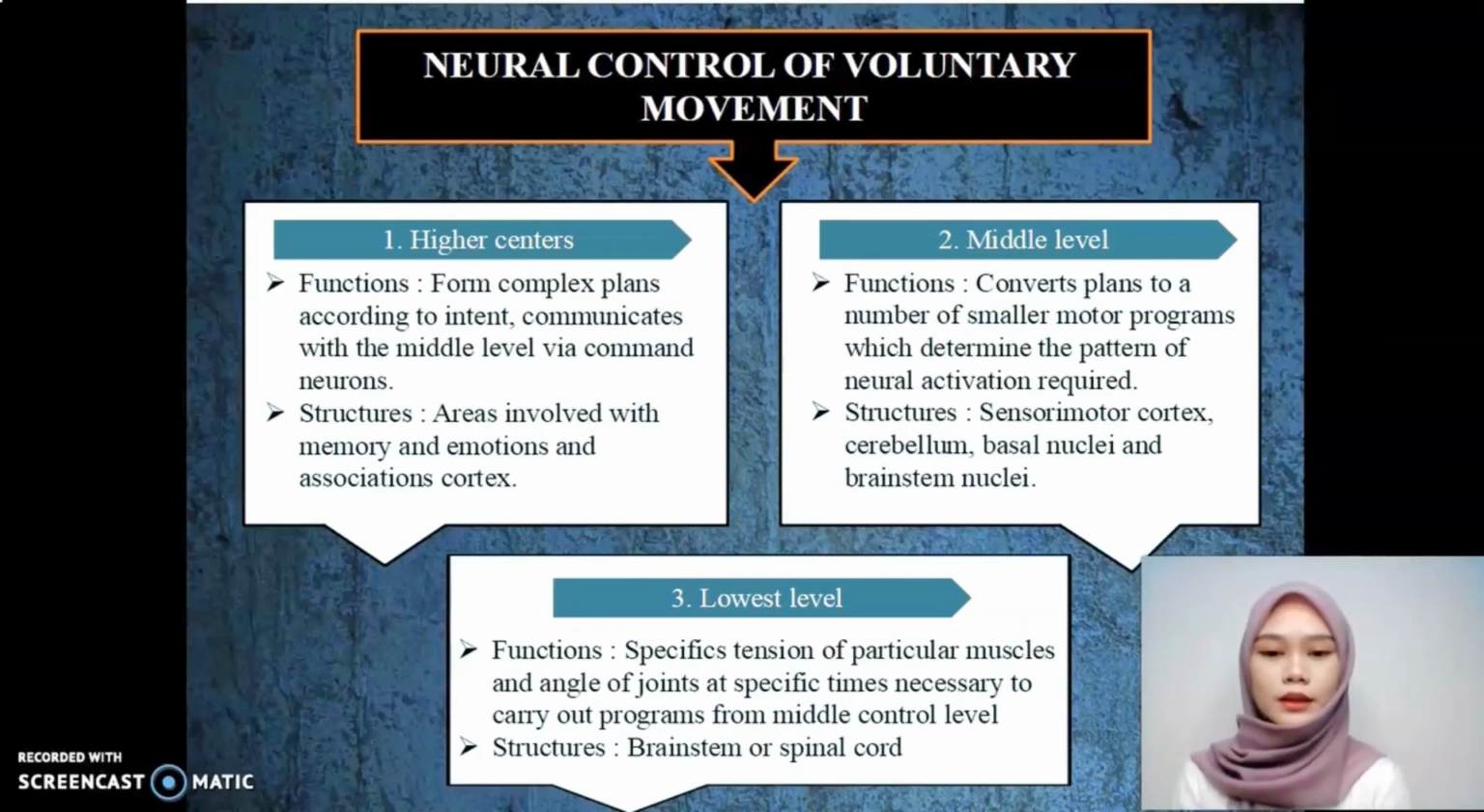And the last one is the lowest level. The function is to specify tension of particular muscles and angle of joints at specific times necessary to carry out programs from the middle control level. The structures are the brainstem or spinal cord.